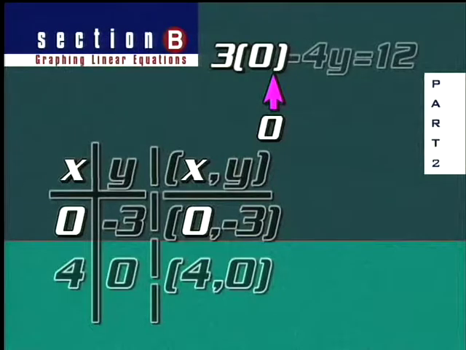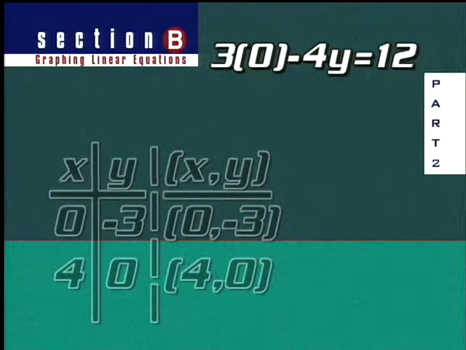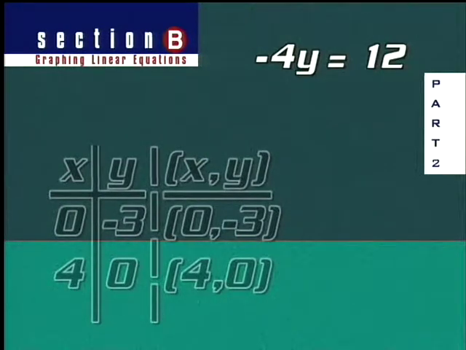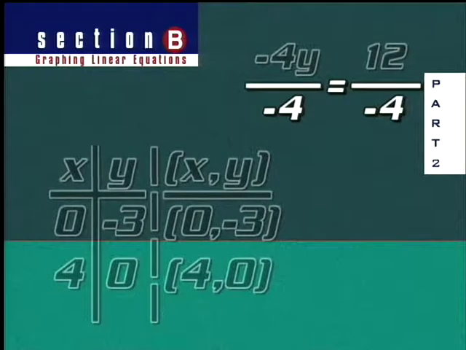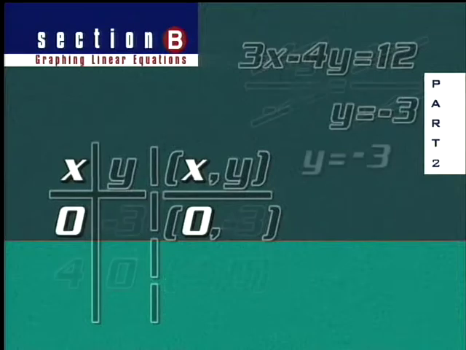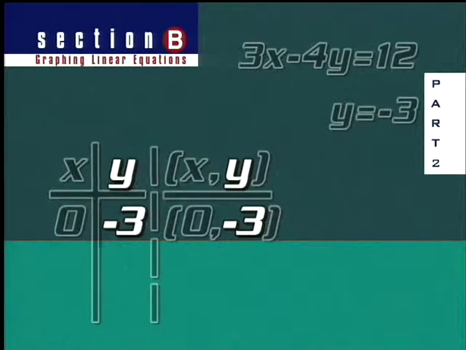Let's substitute 0 for x and solve for y. So, 3 times 0 minus 4y equals 12. Now, 3 times 0 equals 0, so we've got negative 4y equals 12. Next, we divide by negative 4 on both sides and get y equals negative 3. So, our first set of coordinates is 0 for x and negative 3 for y.